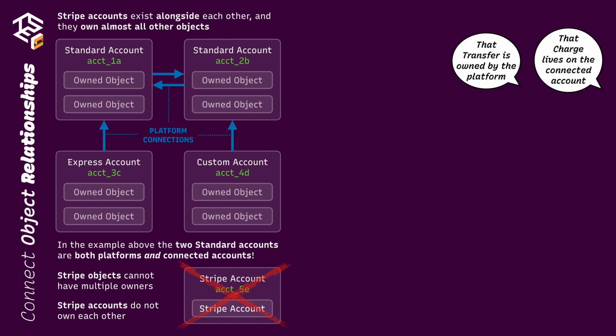Stripe accounts, even Express and custom accounts, exist alongside other Stripe accounts as peers, at least as far as object relationships go. Stripe accounts can be connected to each other using Connect, and some accounts are controlled by another account, but when it comes to object ownership, no Stripe account owns or lives inside another. Okay, so accounts don't live inside other accounts, but what about all the other objects? Let's look at some payment object ownership examples.